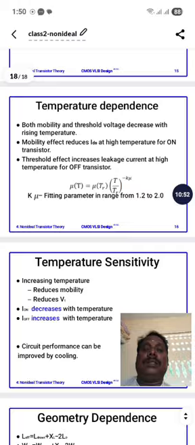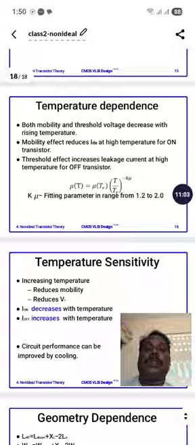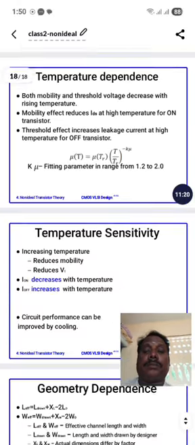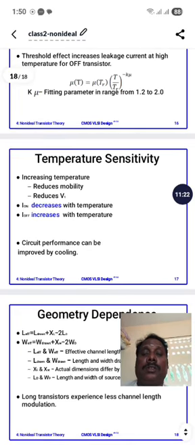Both mobility and threshold voltage decrease with rising temperature. As the temperature keeps increasing, the mobility and the threshold voltage keep decreasing. The reduced mobility reduces IDS, the output current, at high temperature for an on transistor, and similarly the lowered threshold voltage increases leakage current at high temperature for an off transistor.